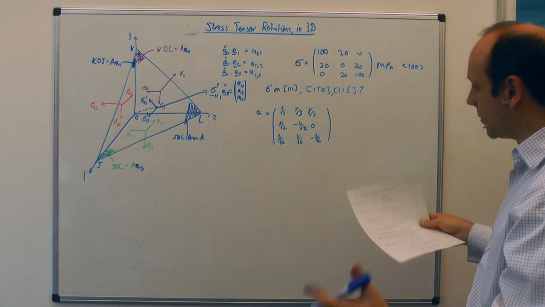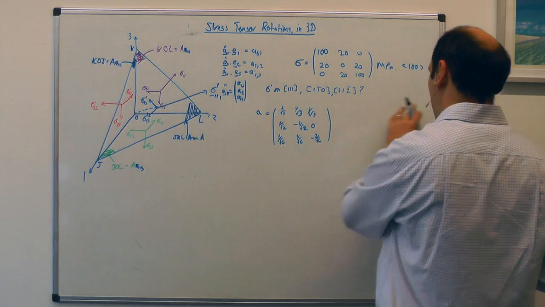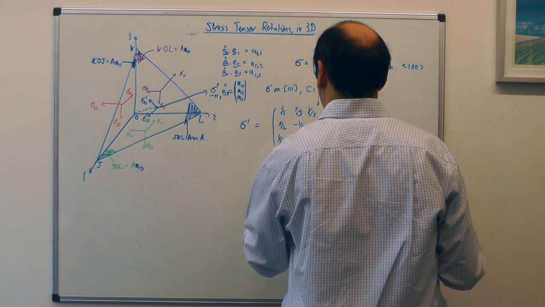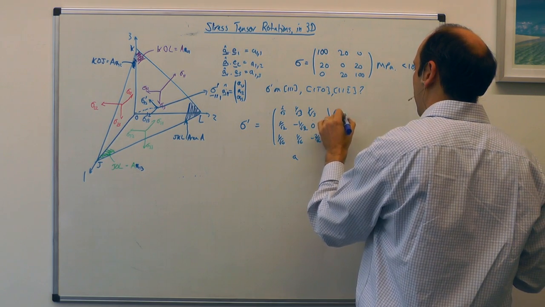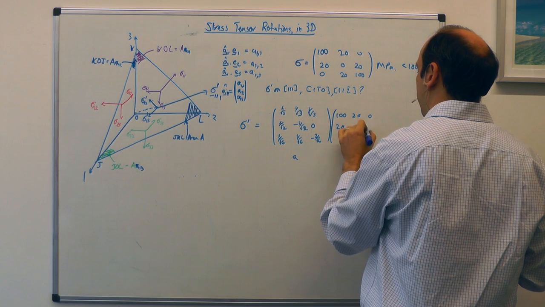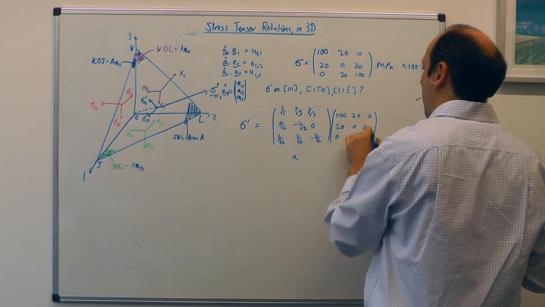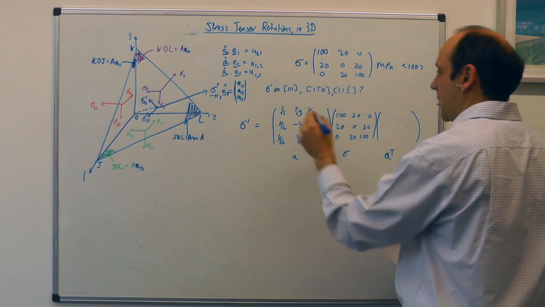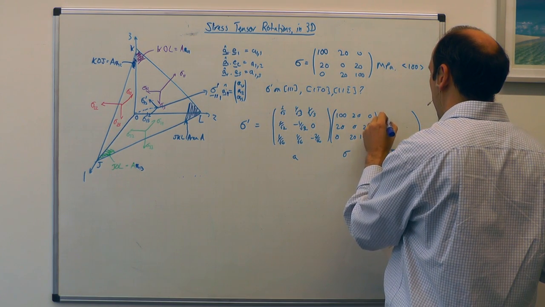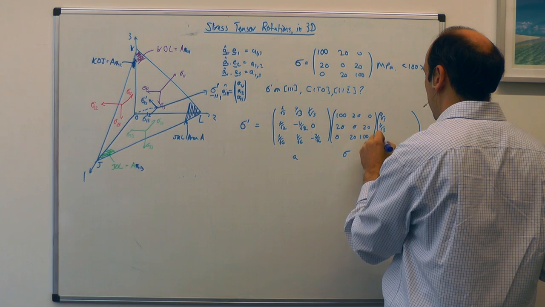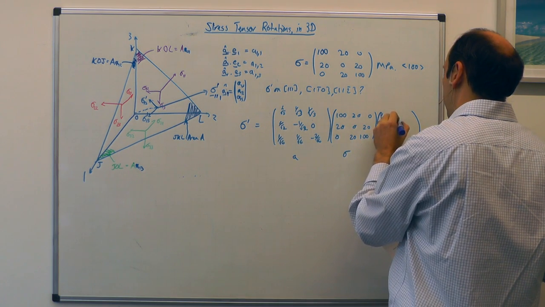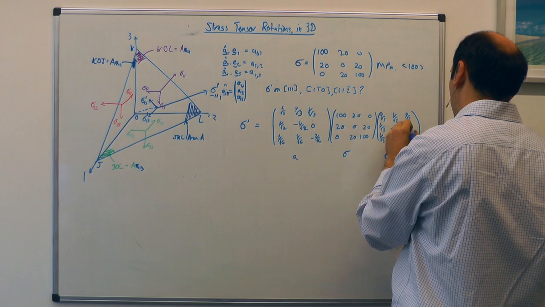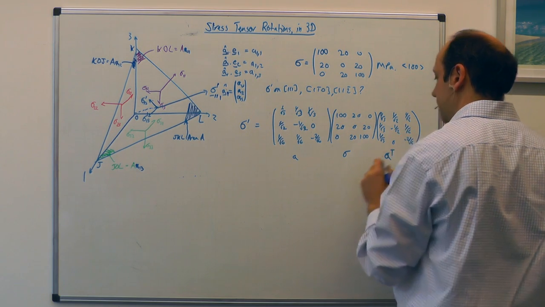That's my A. So now I just have to form A sigma A transpose. So sigma prime is going to be, that's A. Now I've got my sigma. Well, that's easy. And now I've got to make the transpose of that, and the transpose is quite easy as well. I just have to flip the columns around. So I've got 1/√3, 1/√3, 1/√3; 1/√2, minus 1/√2, 0; 1/√6, 1/√6, minus 2/√6. Okay.